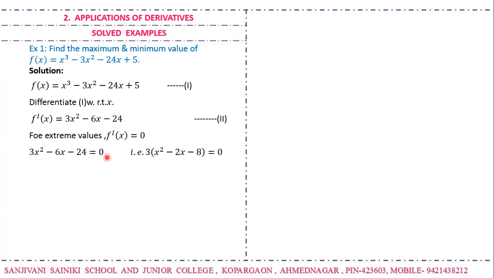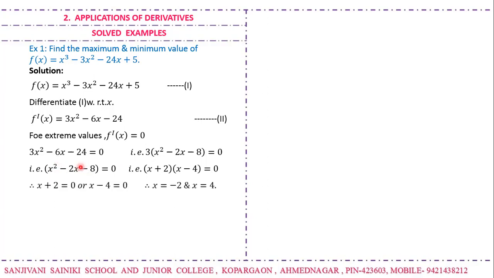Taking 3 common, we get x^2 - 2x - 8 = 0. Now we solve this quadratic equation. So we get x = -2 and x = 4. These are the stationary points, or we can also call them the turning points of the function. This is the first step to find the maximum and minimum value: equate the first derivative to 0 and solve for x. Whatever points you get are turning points or stationary points.